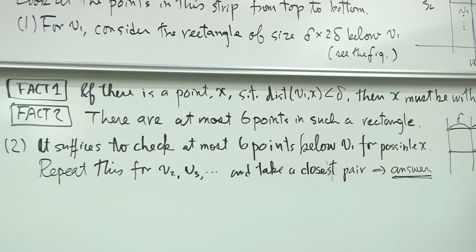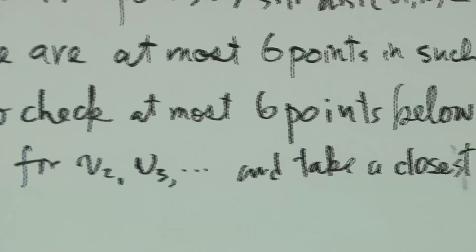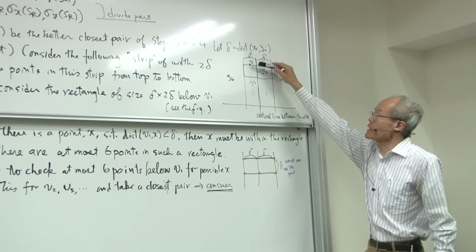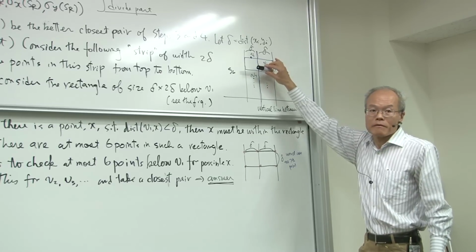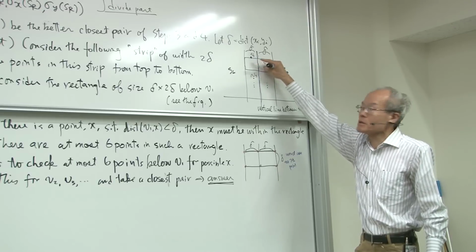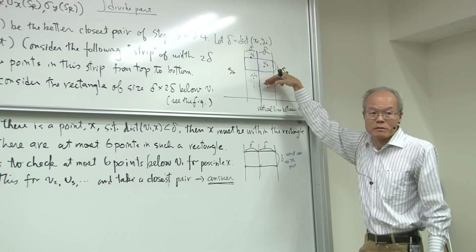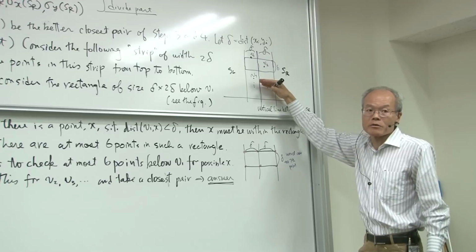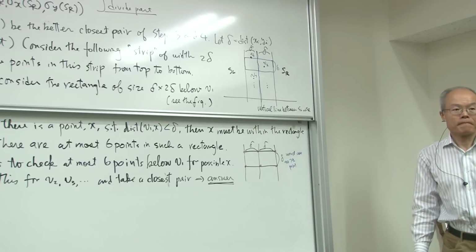So just repeat this for V2, V3, and so on, and take the closest pair. That is our answer. Once again, look at V1 first, then check the 6 points below V1 for a possible correct answer. If there's a pair less than delta, then it might be a correct answer. Then we go to V2, again check 6 points below V2. Then go to V3, check 6 points below V3, and so on and so forth. Of course, your answer is the closest pair. And this is the correct answer.